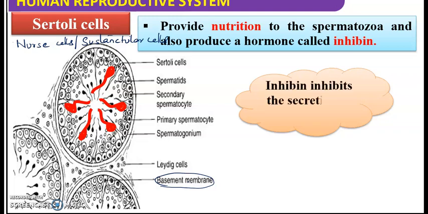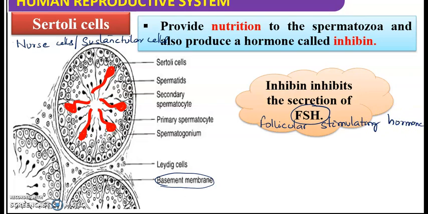They also produce a hormone called inhibin. What is inhibin? Inhibin is a hormone which stops the secretion of FSH. Now, what is FSH? FSH is follicle stimulating hormone. So what inhibin does is it stops the secretion of FSH. Sorry about that, it's like a tongue twister. Inhibin also has another role: it regulates the effects of testosterone, another very important male hormone.